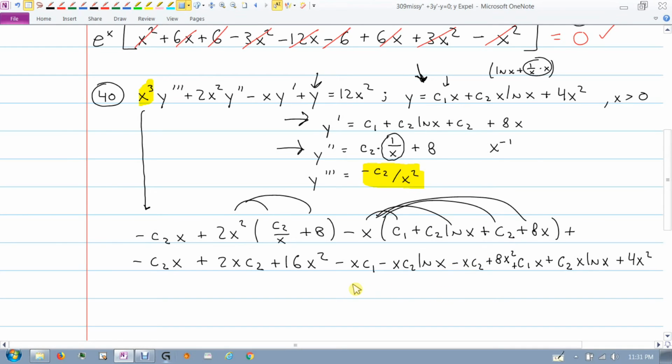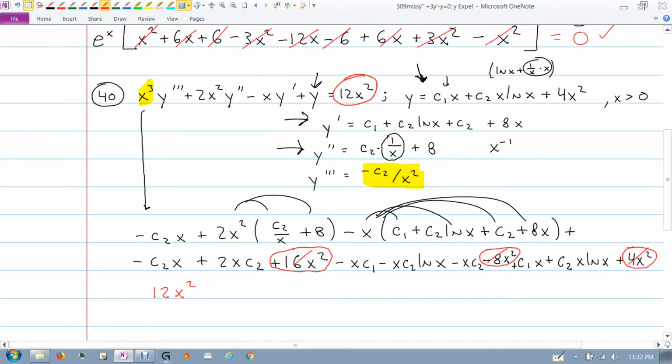I feel like something is way off here. Oh, I should have been distributing negatives. So this right here is a negative, negative 8. When I put 16x squared with minus 8x squared, I get 8x squared, and then when I add 4x squared, I get 12x squared. So those all together are 12x squared, and that's what it needs to be equal to, right? But let's just make sure everything else cancels out.